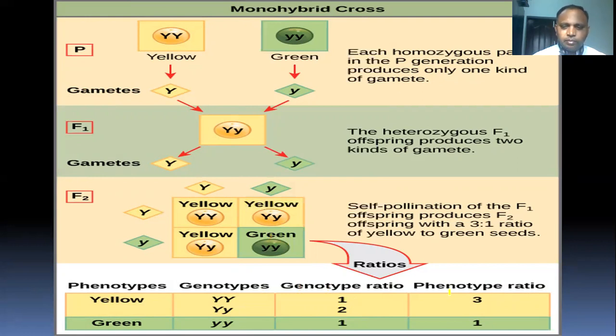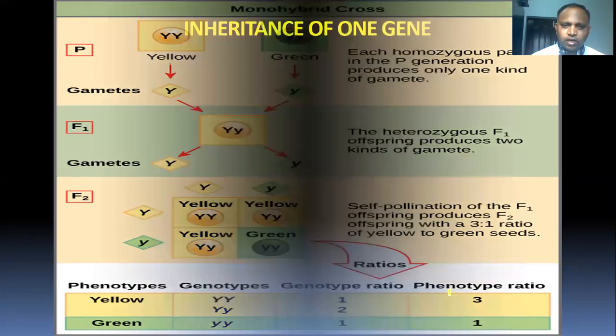Whereas the phenotypic ratio, among all the F2 progenies, how many progenies produce yellow color seeds? 3. And only 1 is green. So the phenotypic ratio is 3:1, right?